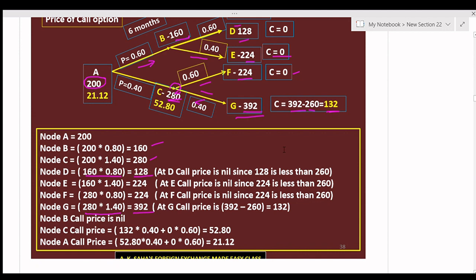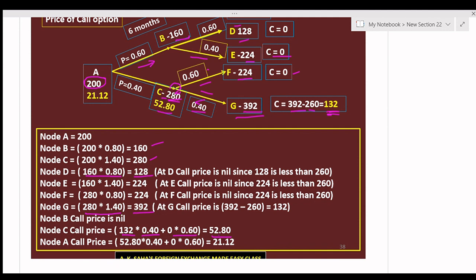Now the value at each point, if you come to C, here the value is 132. Now at point C, it will be 132 multiplied with 0.4, the probability, plus 0 into 0.60, which is 52.80. Here I write: at node C, call price is 132 into 0.4 plus 0 into 0.60 is equal to 52.80. It is the future price, not the present price.